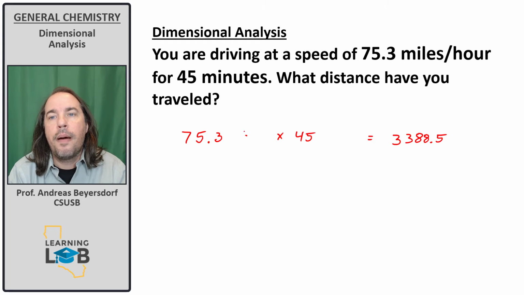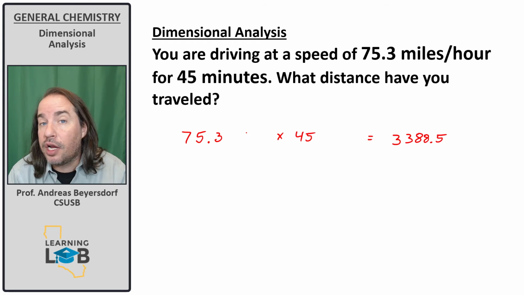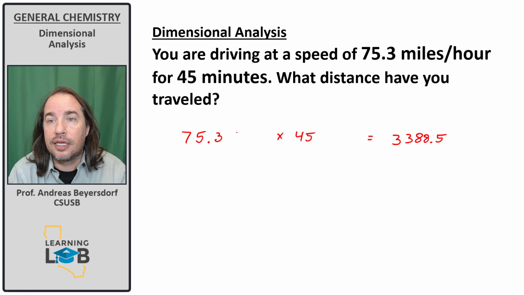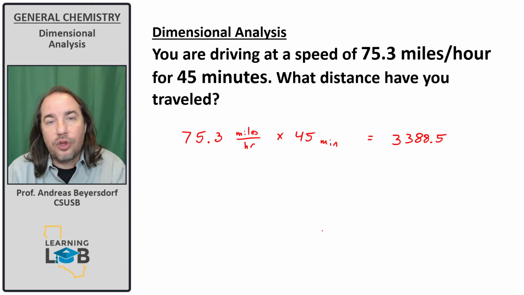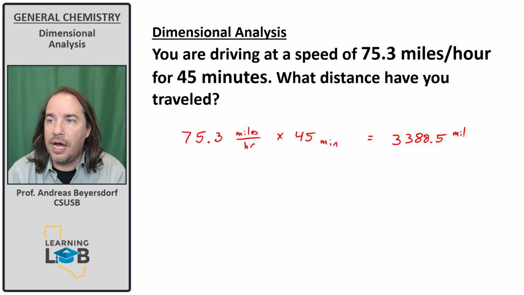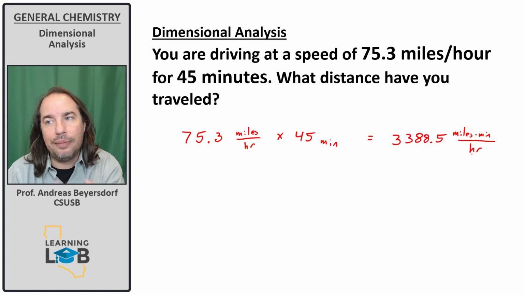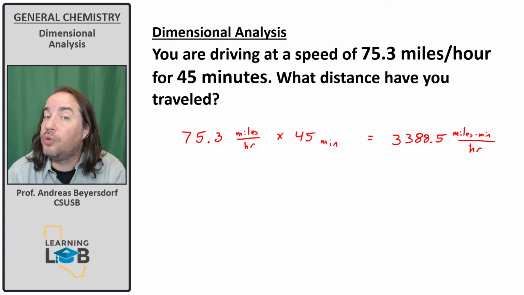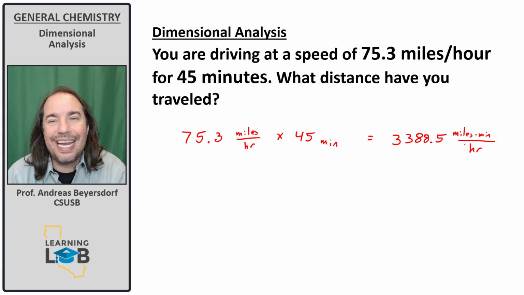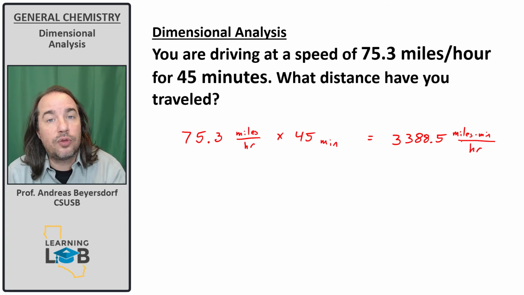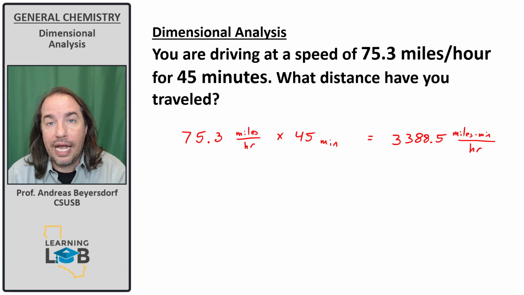3388.5. But what I have to be very careful about is the units. This is in miles per hour, and this is in minutes. And so if I do this multiplication, what I'll get is miles times minutes over hour. The units for the time do not cancel out, so I don't get a distance. So this will not give me the right answer.